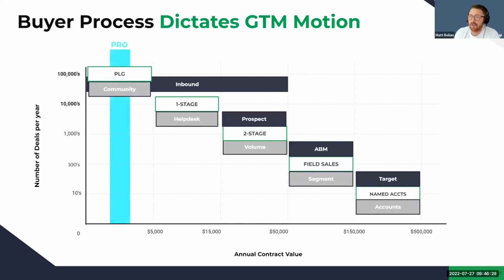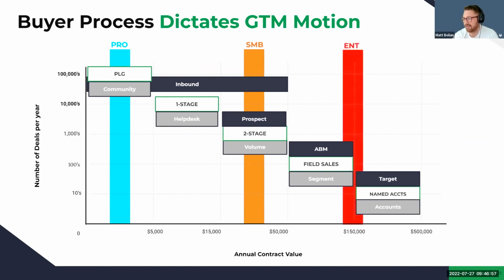What do I mean? Let's look at this. If you're selling to individual users and they have budget, it's really low. So a lot of times your annual contract value is aligned. If you're selling to individual users with a low contract value, who can start and end with a freemium, you are selling to pro users. If we are in this two-stage, one-stage, you're selling to the SMB and mid-market segments. And on this side, ABM and target is an enterprise type sale.